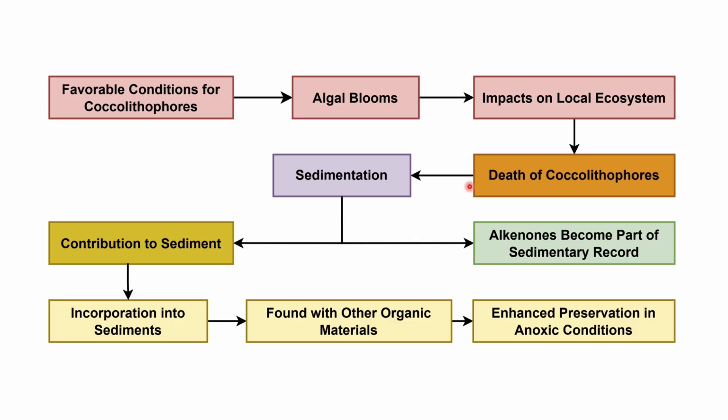So how do we extract alkenone from the sediments? That we had seen. Now we are seeing why, or how, it is actually happening. So after the algae die, they reach the sedimentation, or they reach the bottom of the ocean, and from there they contribute to the sediment. Then they are incorporated into sediment.